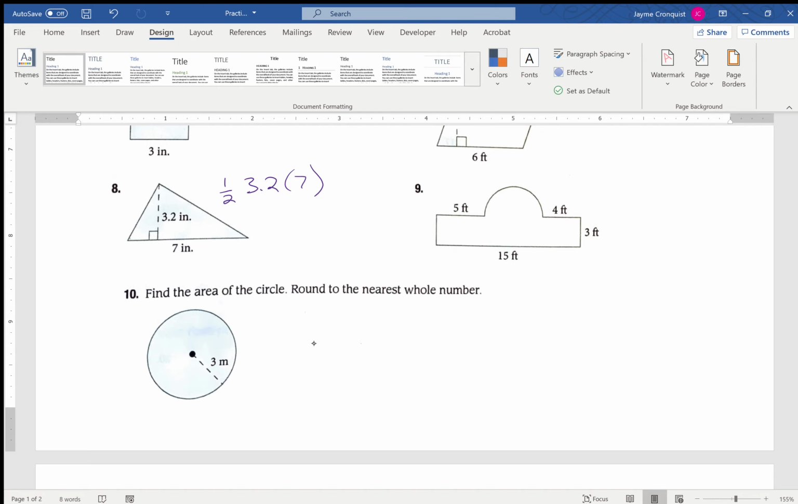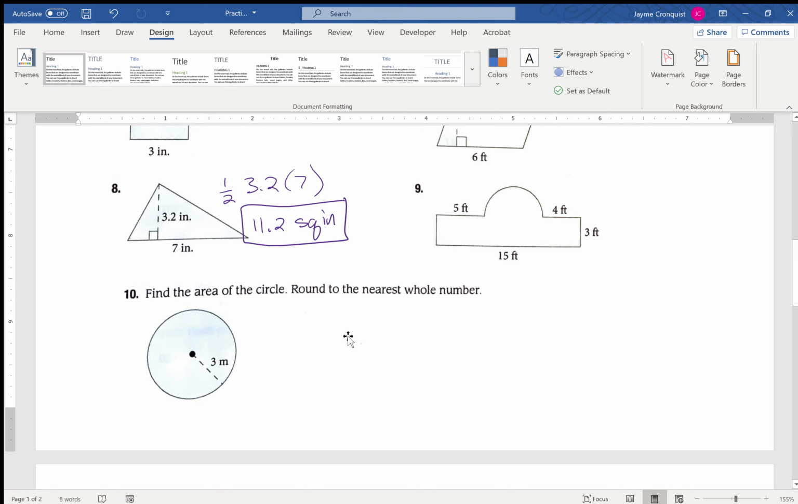All right, so we have 3.2 times 7 divided by 2. 3.2 times 7 divided by 2. We get 11.2. 11.2 square inches. It's a perfectly fine way to write square inches, or inches squared, whichever you like.